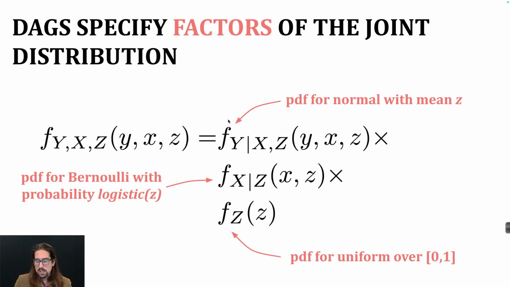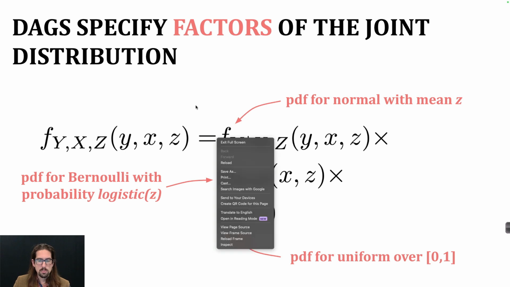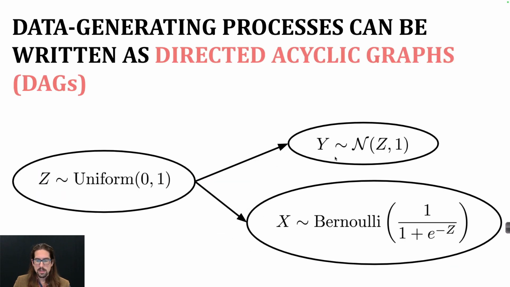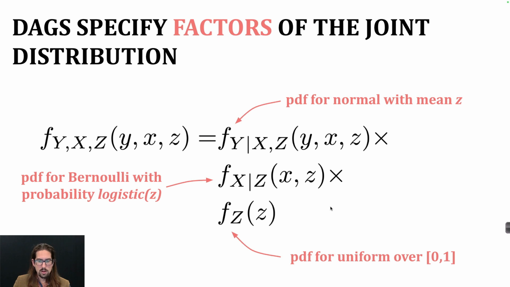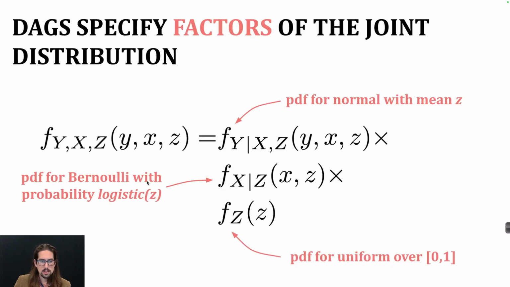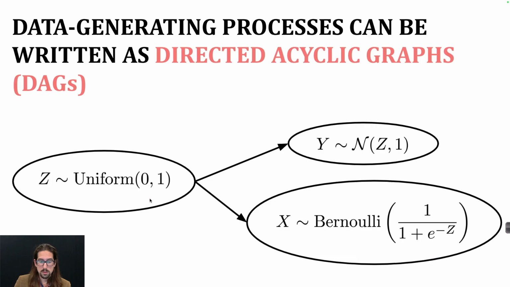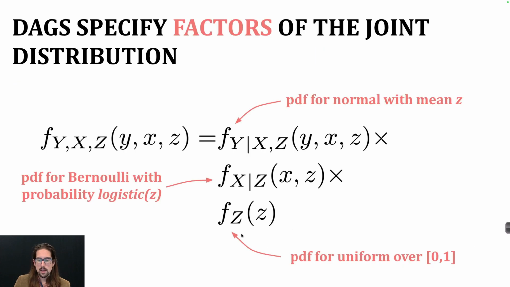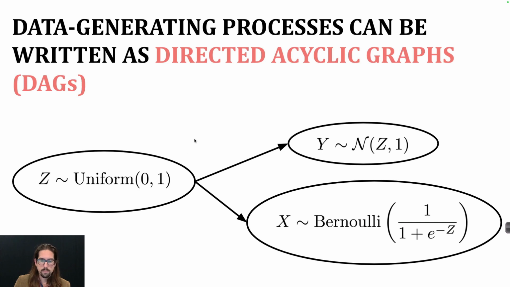So all we're doing when you see a DAG is specifying what the factors are. I have this generic distribution. If I have this DAG representing it, I know that this here is the density for a normal with mean z. This thing is the density for a Bernoulli random variable with probability given by a thing called the logistic function. We'll learn about that in a second, actually. Logistic function of z. And then this factor of the distribution is just a uniform over 0, 1.